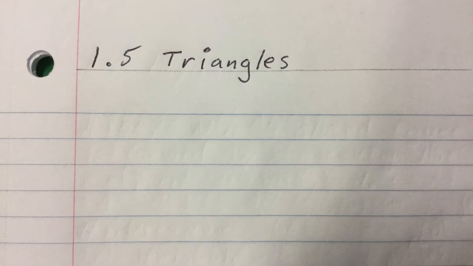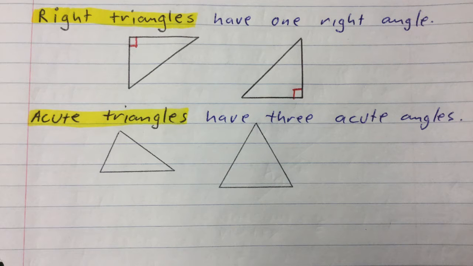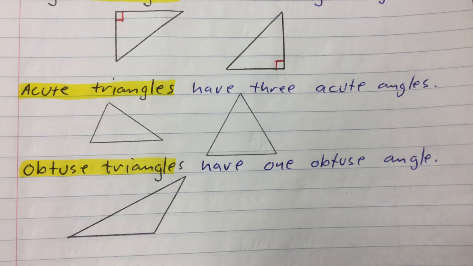Moving on to section 1.5, we have a couple of definitions involving triangles. Right triangles have a right angle. They can only have one, they can't have more. Acute triangles have 3 acute angles in them, and obtuse triangles have exactly one obtuse angle in them.